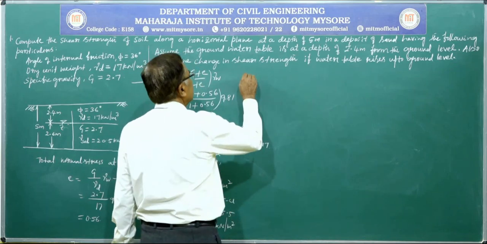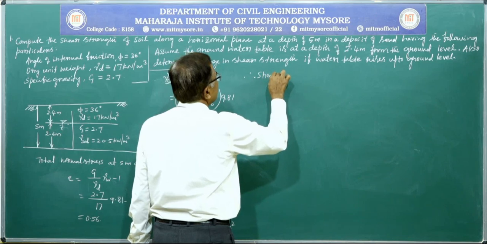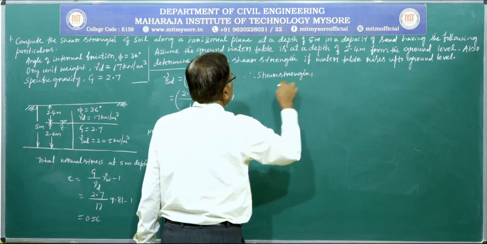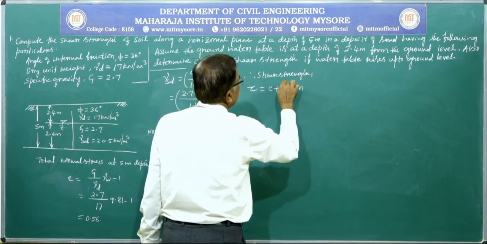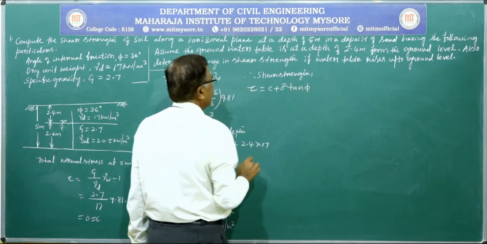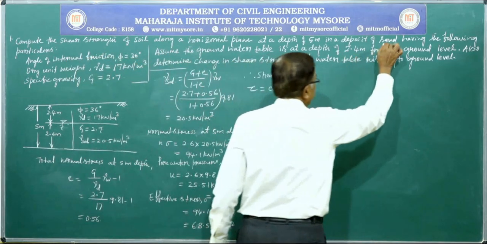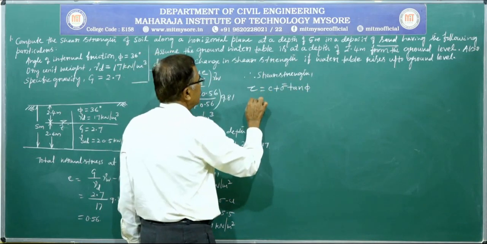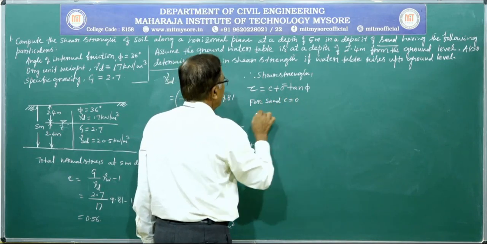Therefore, shear strength tau is equal to C plus sigma bar tan phi. The given soil is a sandy soil, hence C is equal to 0. For sand, C is equal to 0.